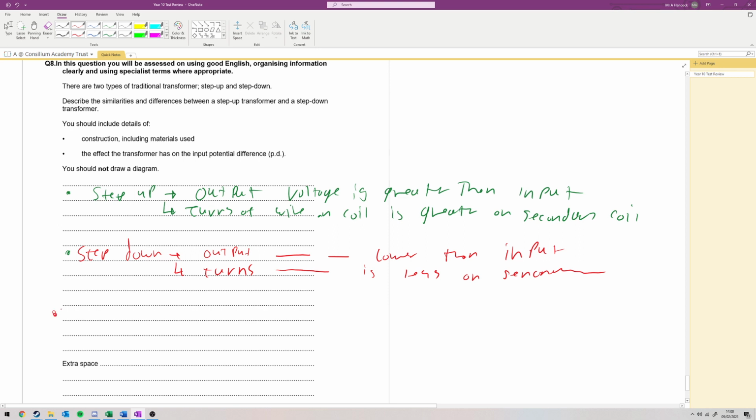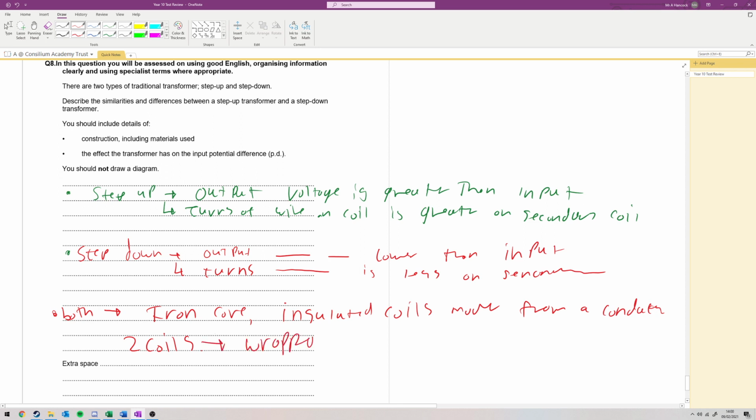How they are both similar. Both of them have a laminated iron core. They have insulated coils made from a conductor, usually copper. Okay, there are 2 coils of wire, and this is wrapped around the core.